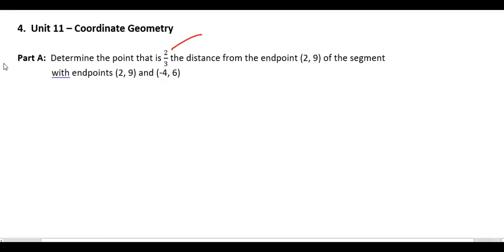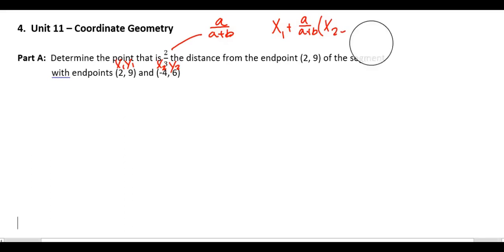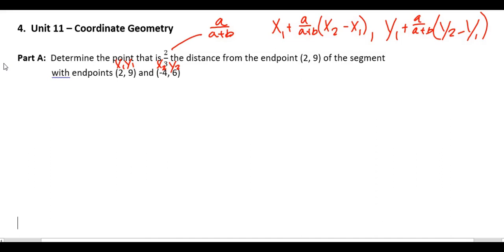So on this one, if you recall, this is going to be equal to a over a plus b, because it's the fraction form of the equation. This will be our x1, y1, and our x2, y2. Our formula was x1 plus a over a plus b times x2 minus x1, that's our x value, and then y1 plus a over a plus b times y2 minus y1. So that's what we're going to plug into the formula here. That means we got 2 plus 2/3 of negative 4 minus 2. That's our x value. Our y value is 9 plus 2/3 of 6 minus 9.